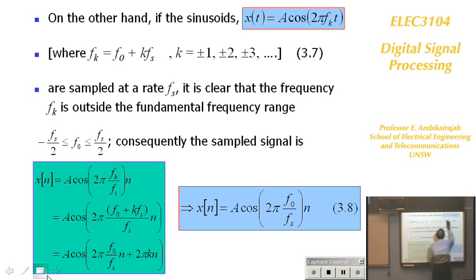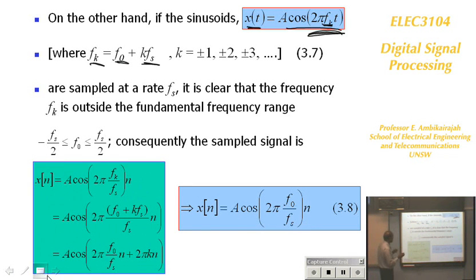If you look at this particular example here, x(t) equal to a cos 2 pi f t. This is periodic. Therefore, I can write f_k as f naught plus k fs, where k is 1, 2, 3, one sampling, two sampling, three sampling, and so on. If you continue substituting, I can show you that a signal which is not within the fundamental region, but outside the region, can also come back into your original signal.